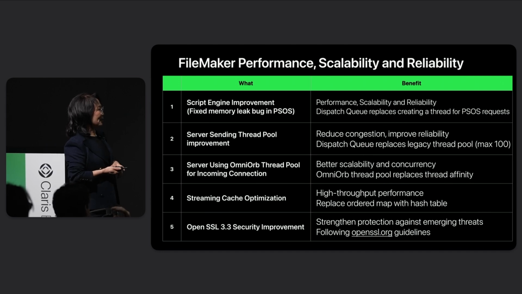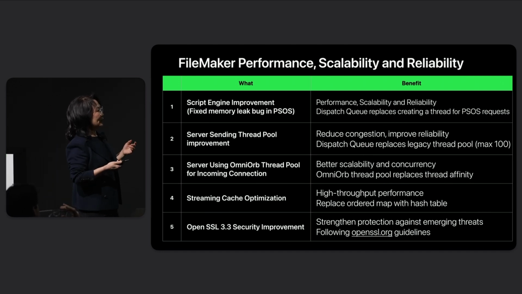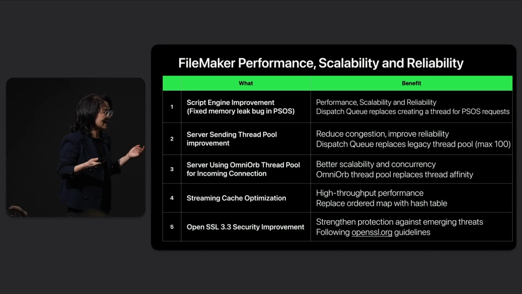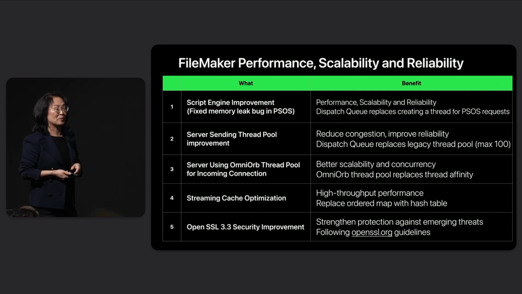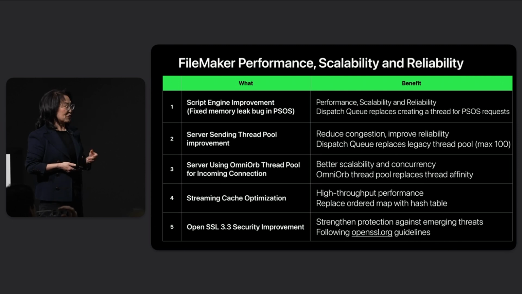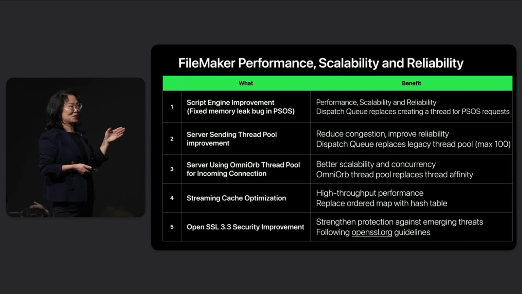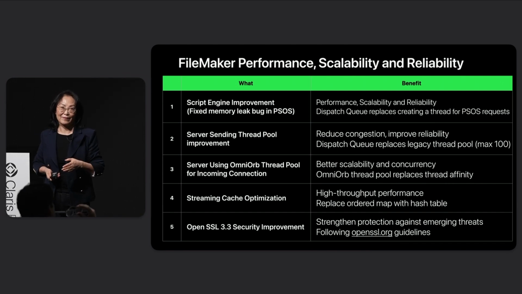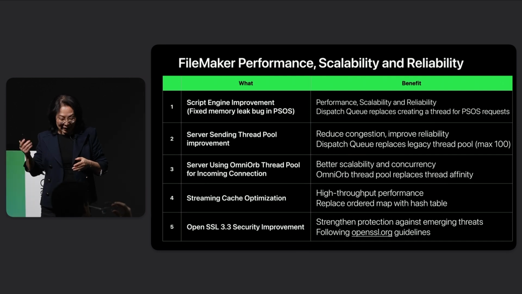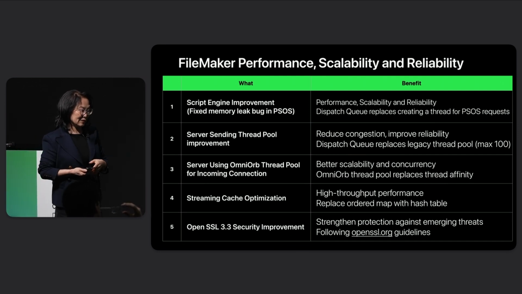Streaming cache optimization. We replace the ordered map with a hash table for higher throughput and therefore improved performance. For security, we use the OpenSSL.org guideline to improve security with OpenSSL 3.3. Zhonghan is going to get into more details.